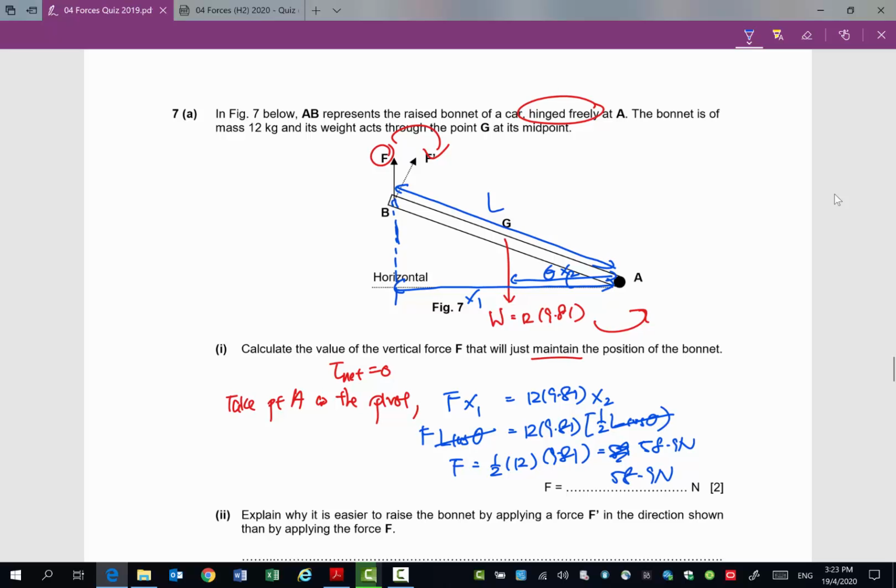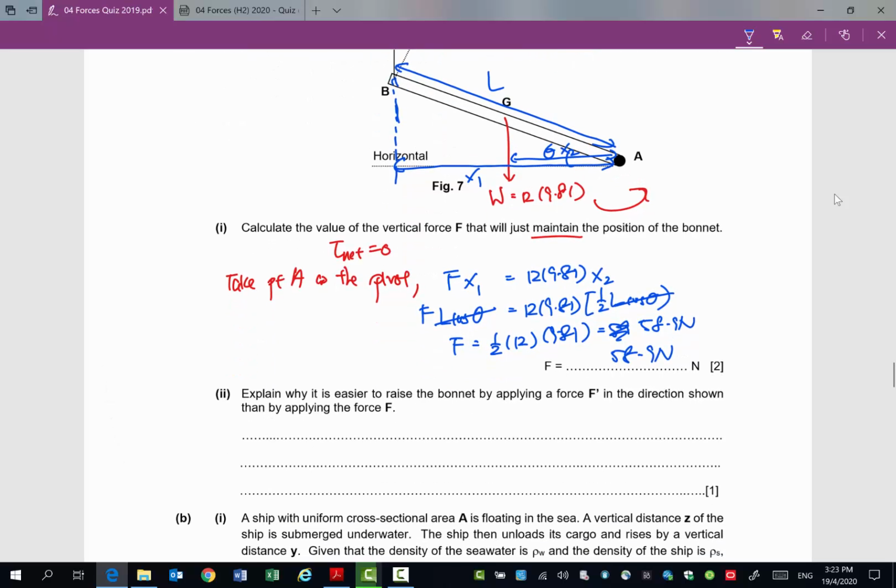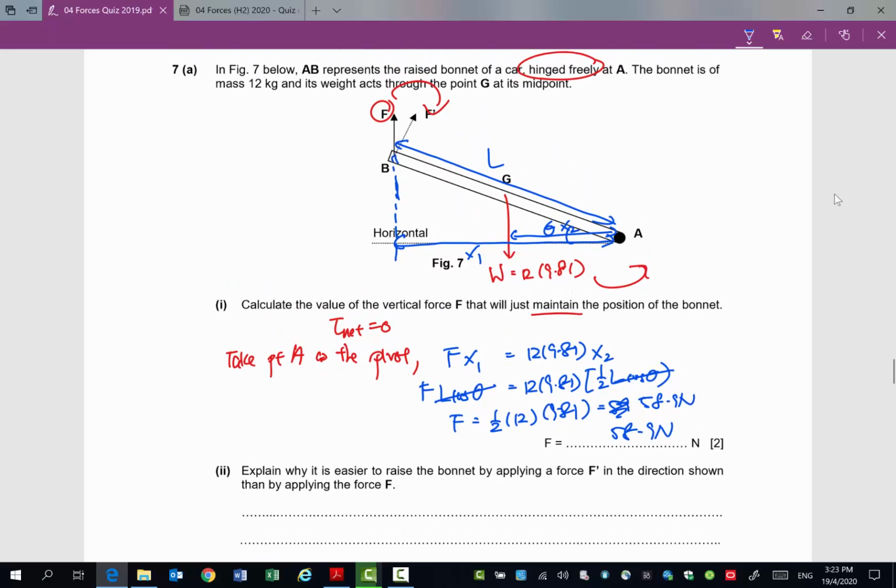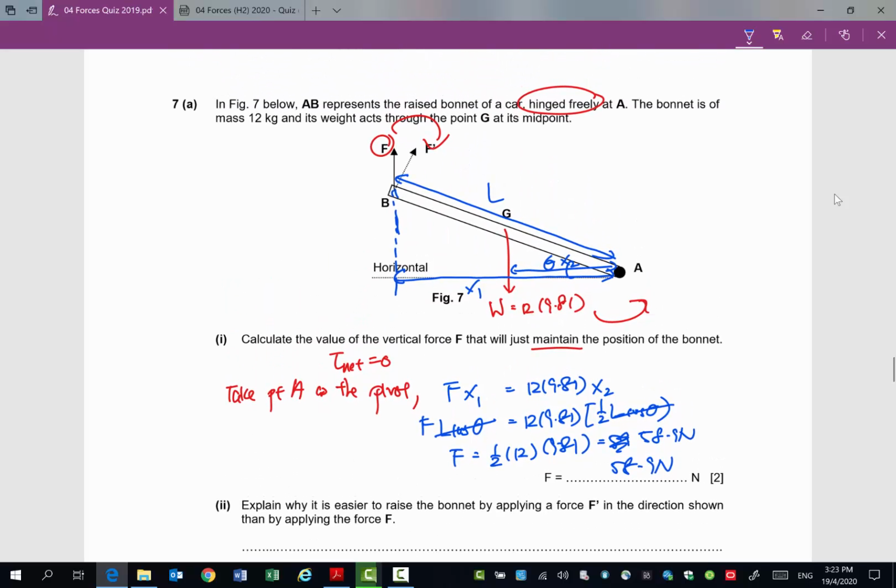Okay, and then part 2, we need to explain why it is easier to raise the bonnet by applying the force F prime in the direction shown than applying the force F. So essentially, to raise the bonnet, in this case, it must be a rotational motion about the hinge at A. So we are just going to focus on using moment to think about this. And the easier way to raise the bonnet, therefore, should be the way to maximize moment. Okay, maximize moment with the minimum force required.